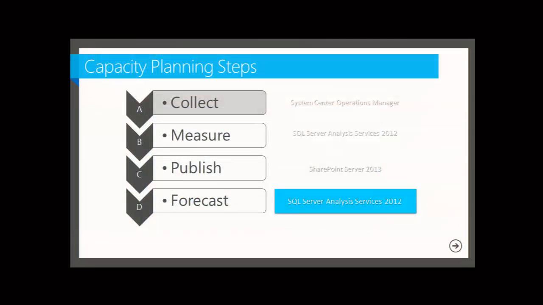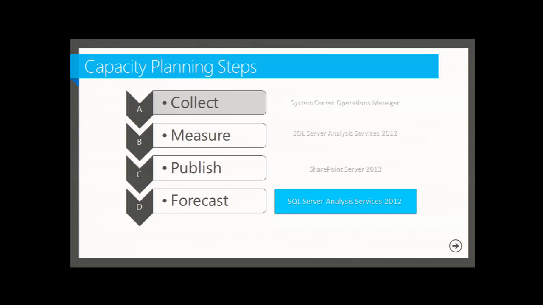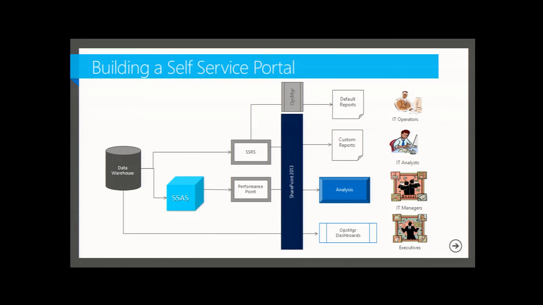So when we're doing our capacity planning, we have 4 key steps that we need to follow. Obviously, we talked about collecting the data. Operations Manager is the tool for that. We then need to look at measuring the data, and we're going to be using SQL Server Analysis Services 2012 for that, publishing it up using SharePoint, and then forecasting at the very end using data mining algorithms within Analysis Services.